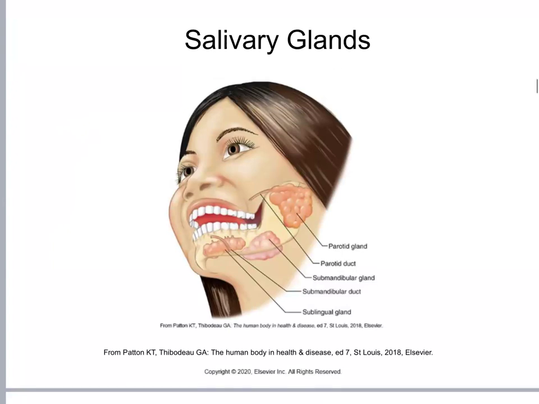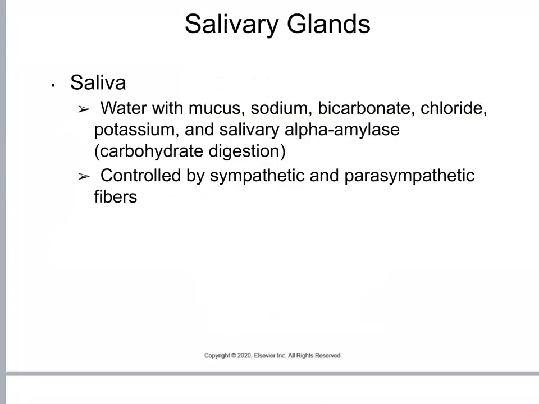And saliva is water mixed with mucus, sodium, bicarbonate, chloride, potassium, and salivary alpha amylase, which is what I was referring to earlier, which helps break down food into sugars. And salivary glands are controlled by sympathetic and parasympathetic fibers.